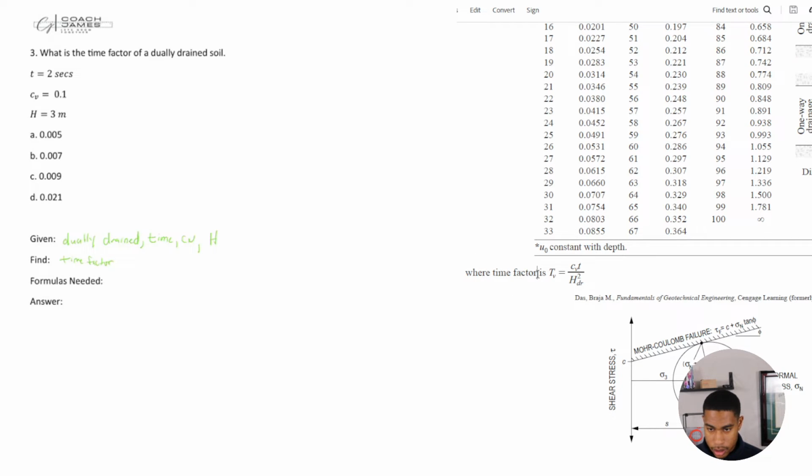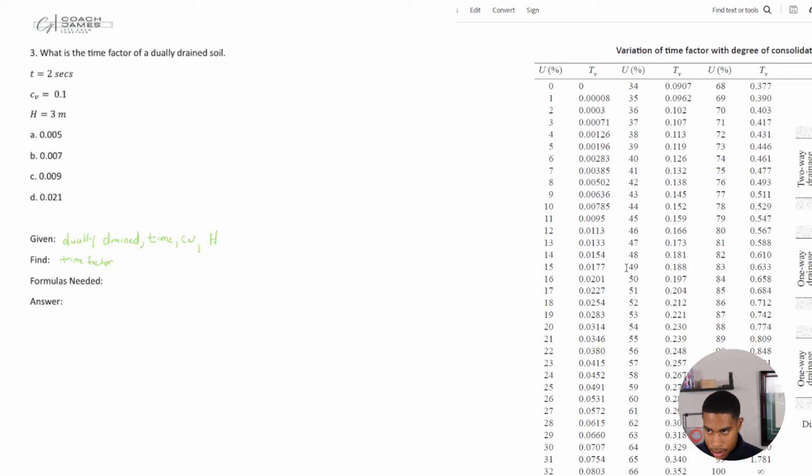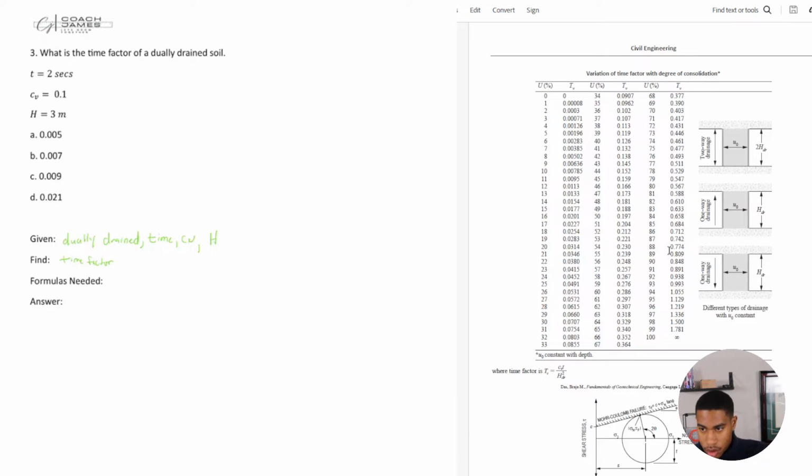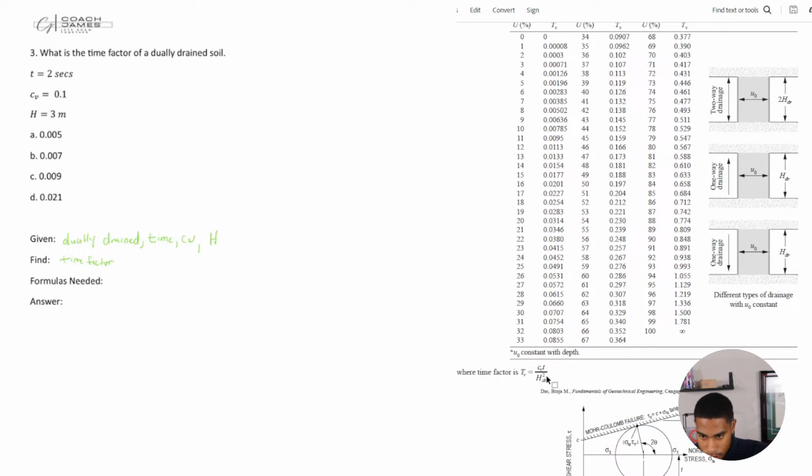Okay, so the time factor, T sub V, is equal to CV times T over H sub DR squared. Are we in the soil section? Yes. Okay, so we were given CV, right? We're given T, which equals 2 seconds. And are we given HDR? Well, let's look at this.